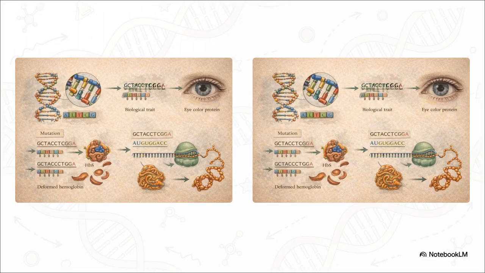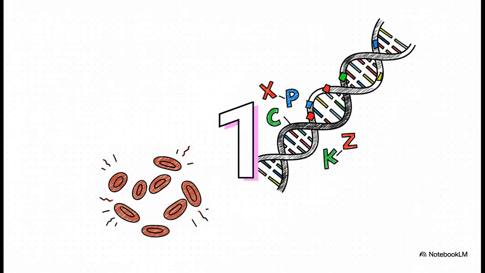This shows the two potential paths really clearly. If the code is correct, it builds a functional protein, which results in a normal trait like eye color. But if a single typo happens in a different gene, say the one for hemoglobin, that corrupted information can lead to deformed hemoglobin, which is what you see in those red blood cells. Just one, that's all it takes. In the vast biological message that is your DNA, a single incorrect letter in the gene for hemoglobin is the sole cause of sickle cell anemia, a serious and painful disease. The power of just one letter, it's immense.